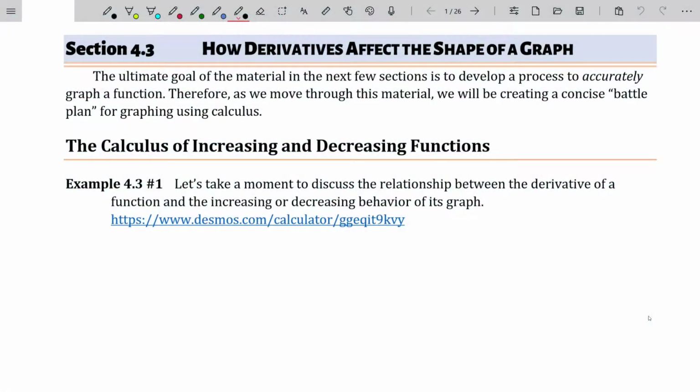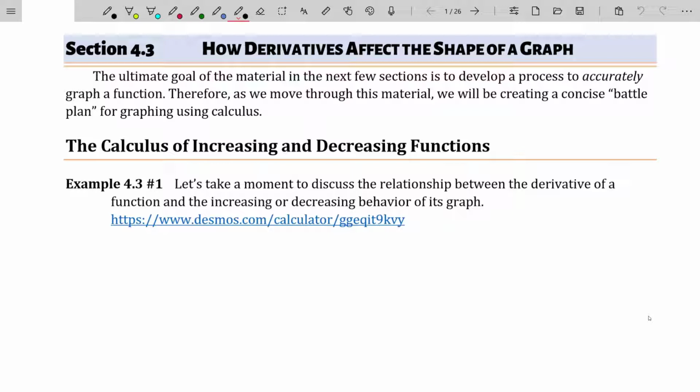Hello, my name is Roy Simpson, professor of mathematics at Cosumnes River College in Sacramento, California. This lecture begins a series on how to use calculus to really get an accurate graph of a function. And this leads into actually using calculus to optimize functions in the long run. So this is a multi-section topic. It takes us quite a while to develop all the skills we need.